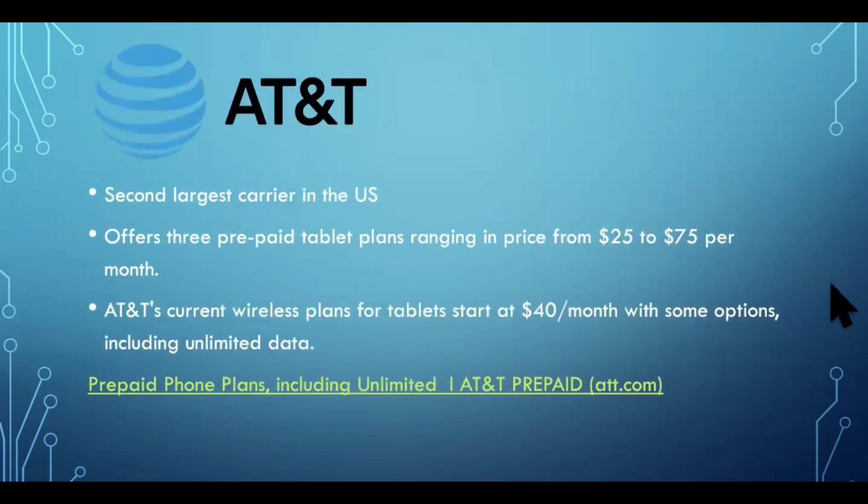AT&T is the second largest carrier in the US. They offer 3 prepaid tablet plans. They range from $25 to $75 per month. And AT&T's current wireless plans for tablets start at $40 a month with some options, including unlimited data. So slightly different there. But again, you would want to read more about it on their site if that's something of interest.